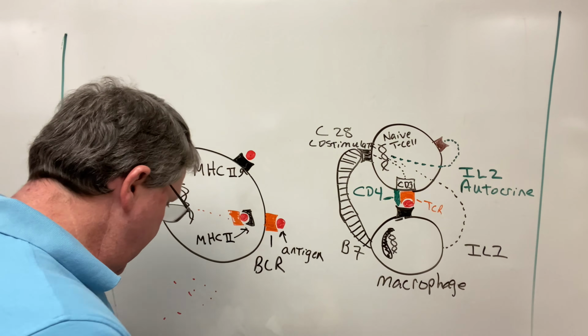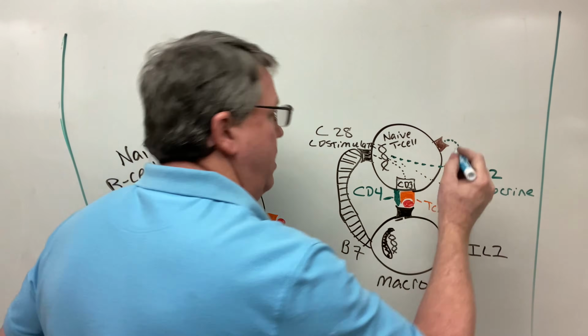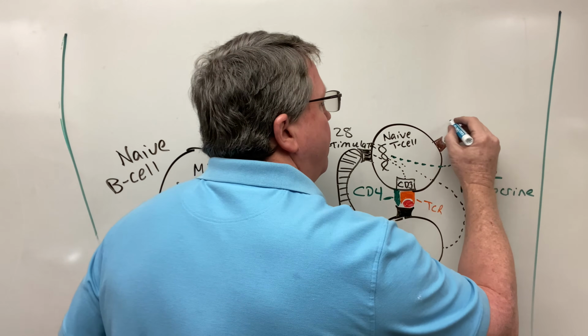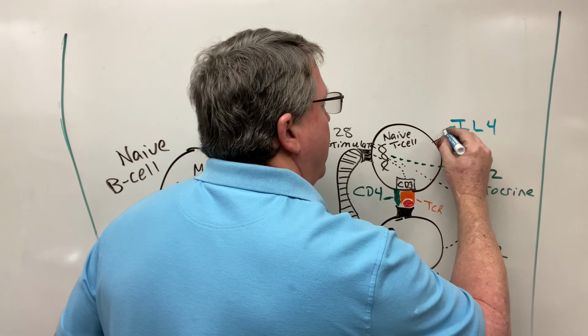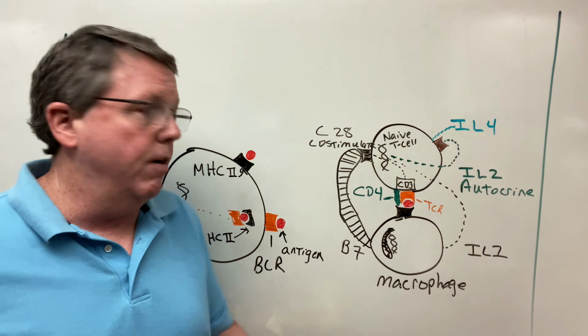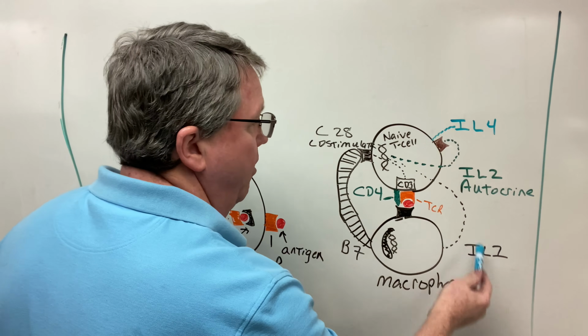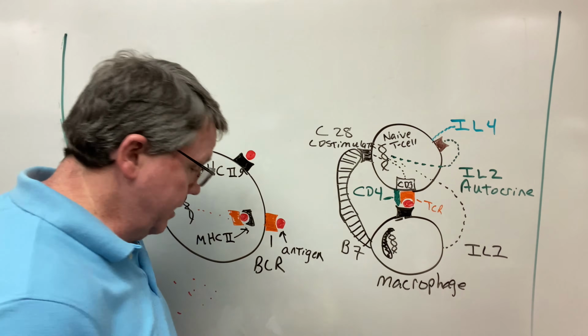But the other thing that's going to happen is floating around in here, I also have another one called interleukin 4. Interleukin 4 is also going to stimulate this, okay? Oh my gosh, where did interleukin 4 come from, right? Because we know interleukin 1 came from here, interleukin 2 came from there. Where did interleukin 4 come from? We'll tell you in just a minute.